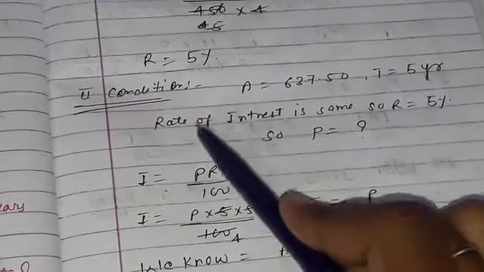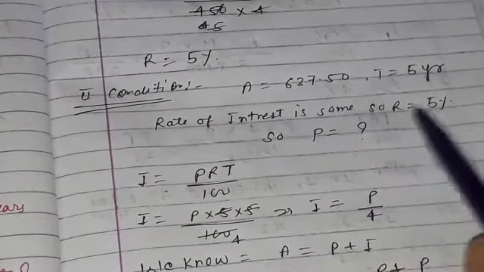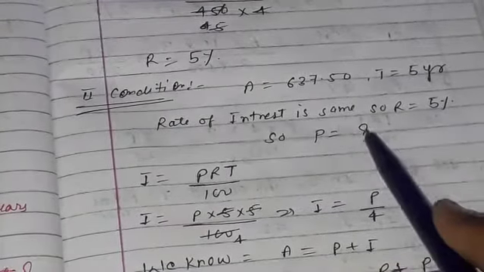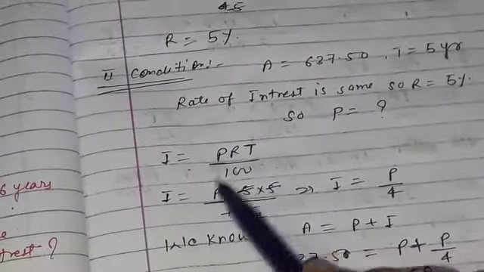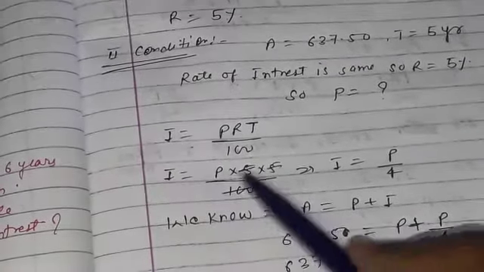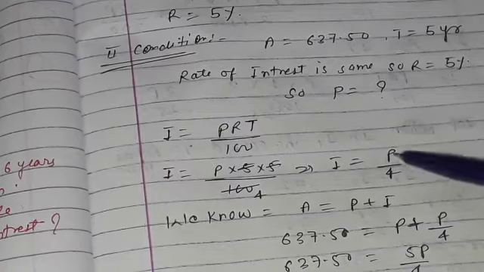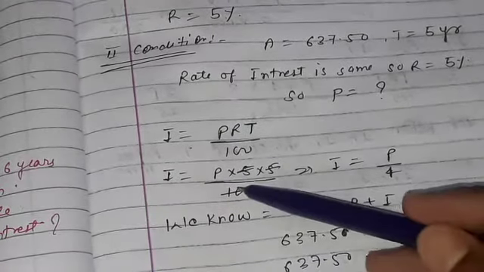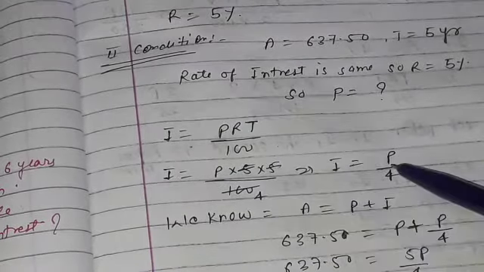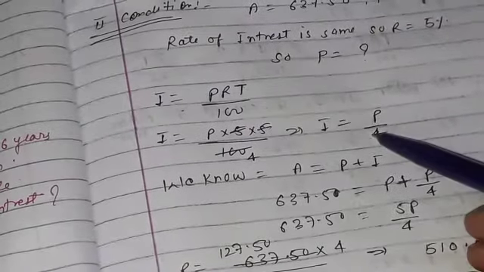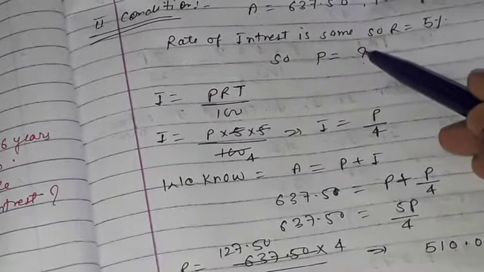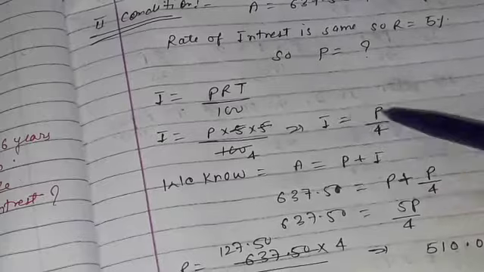So class, in the second condition they gave you A, they gave you time, and the rate of interest is the same, so R is equal to 5%. So find P. I is equal to PRT upon 100, and by solving this we can get I equal to P upon 4. In this step class you can see there is no numerical value. So I is equal to P upon 4 because we don't know P, so we don't know I also.